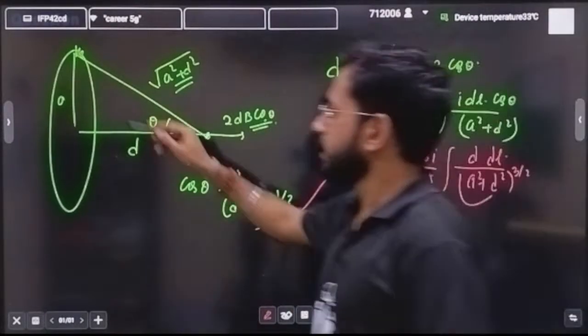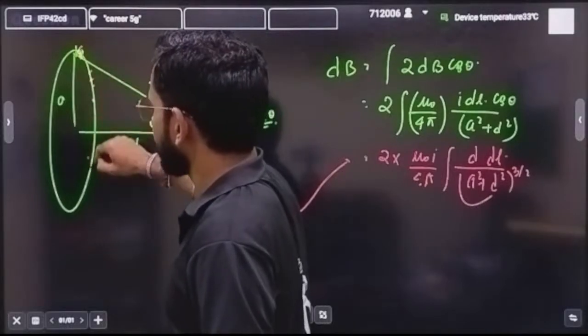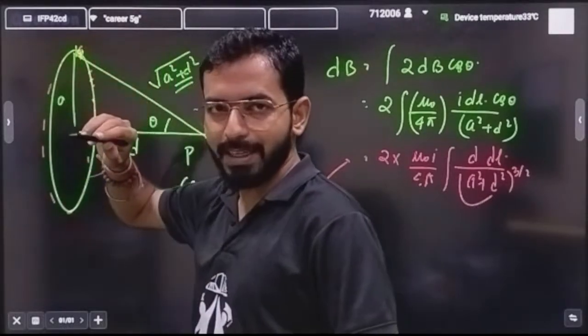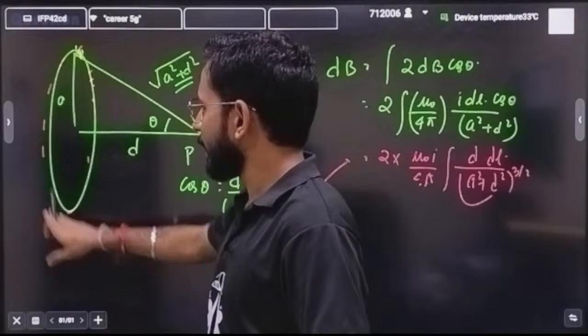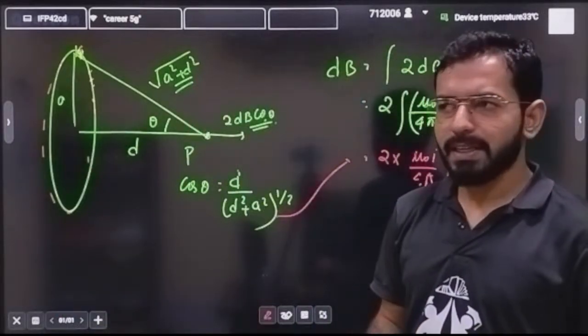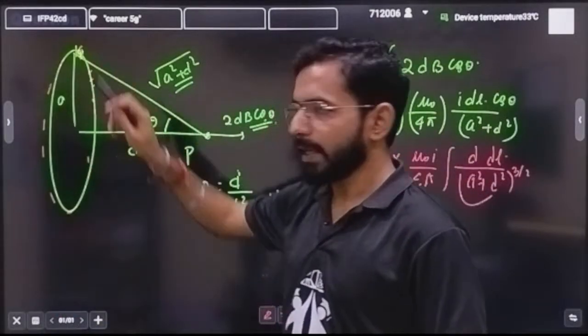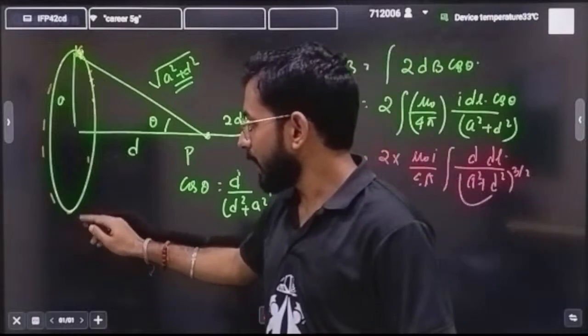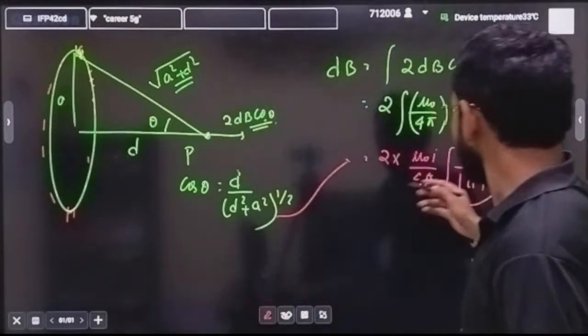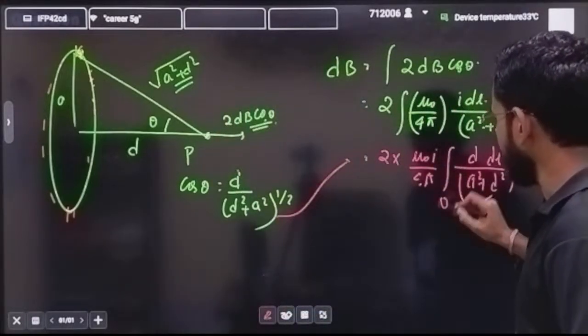Now if you are integrating this dl from every section, from every point, tell me what net you will get. Can you say you will get the complete 2 pi? Correct. But remember one thing, I am talking about the limits. You will apply the limits 0 to 2 pi.